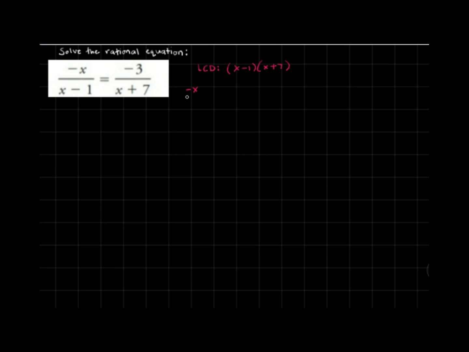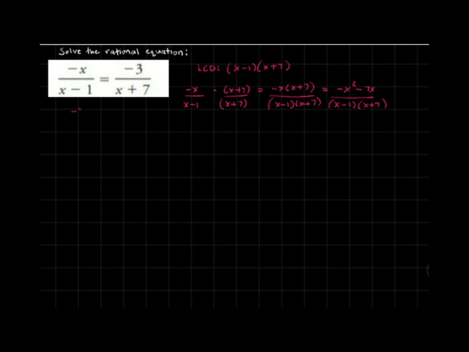So you want to make equivalent fractions where the denominator matches the lowest common denominator. I'm going to multiply the rational expression on the left by x plus 7 to the numerator and denominator to create an equivalent expression, right? So you have negative x times x plus 7 over x minus 1 times x plus 7. If I expand this, you get negative x squared minus 7x. Now you don't need to expand the denominator. You can just keep it as x minus 1, x plus 7.